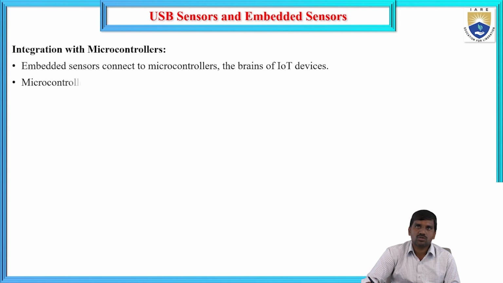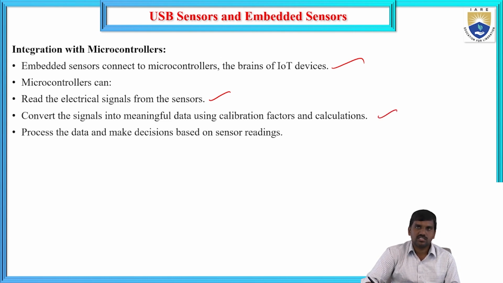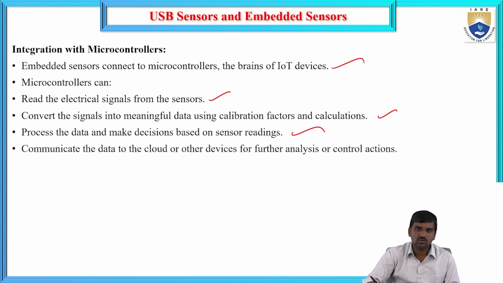Next, integration with the microcontroller. Embedded sensors connect to the microcontroller, the brain of the IoT device, as we already know. Microcontrollers read the electrical signals from the sensor, that is the first one, and convert the signals into meaningful data using calibration factors and calculations. The second one is to process the data and make decisions based on sensor readings. The third one is to communicate the data to the cloud or other devices for further analysis or control actions. That is the fourth one. These are the interactions with the microcontroller.